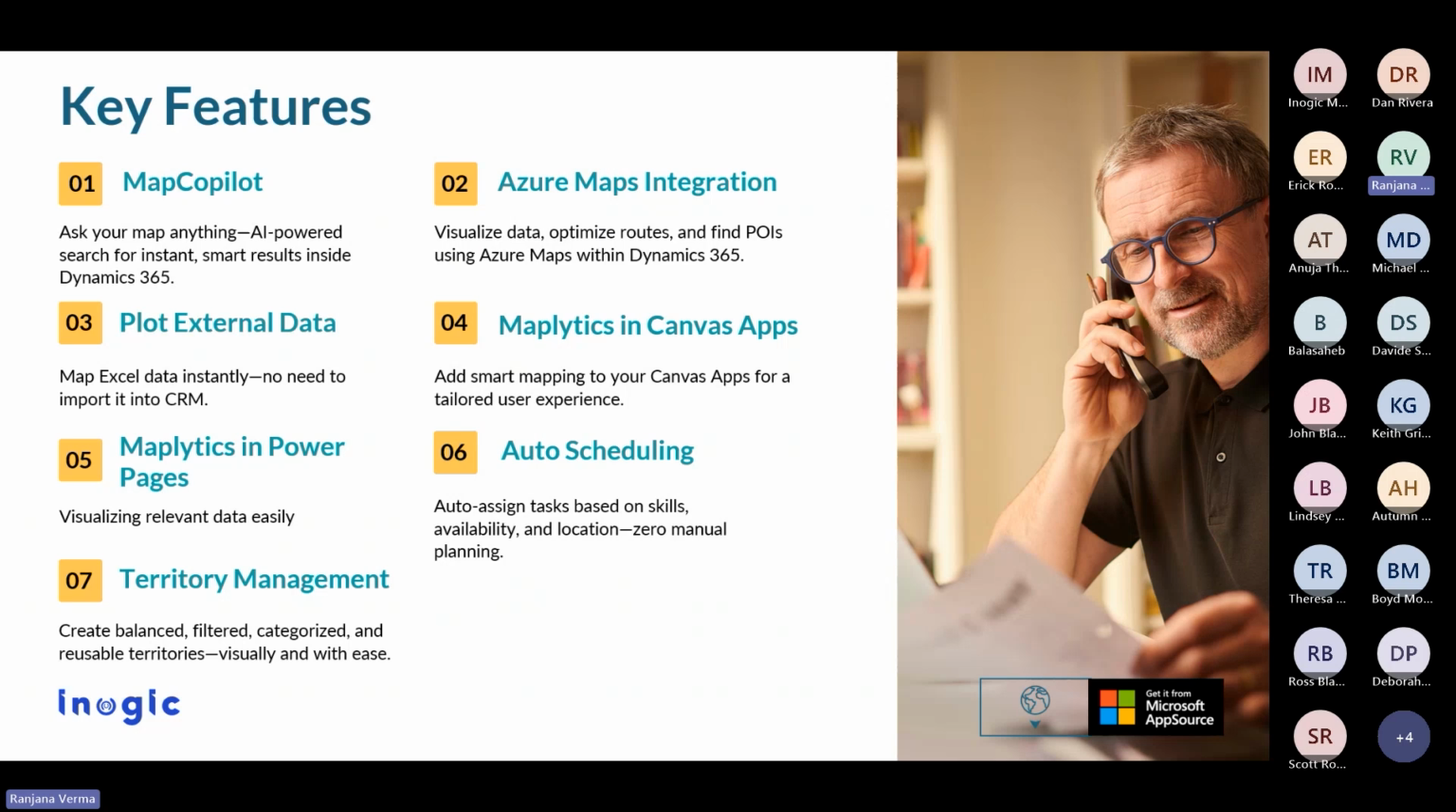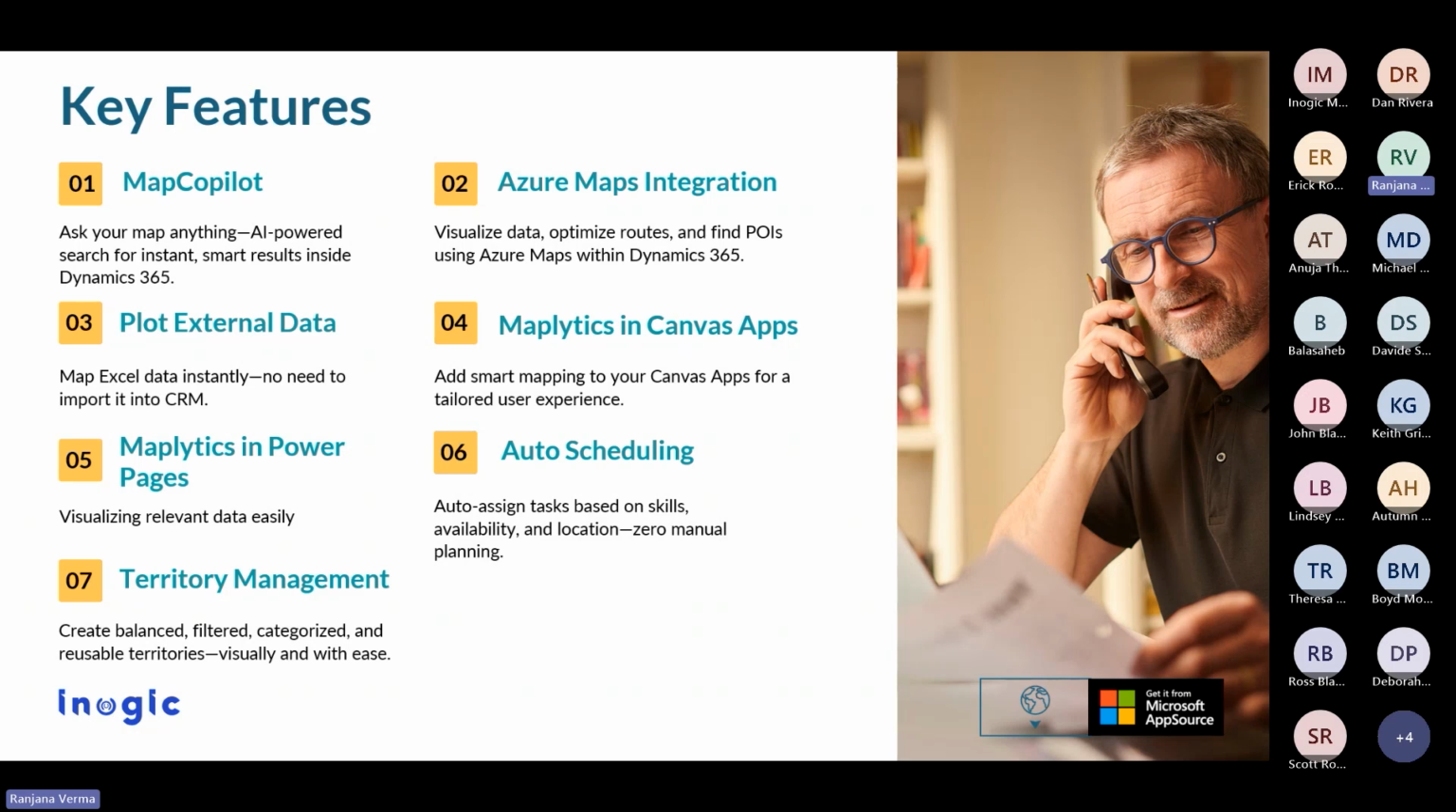These are the key features that I'm going to showcase today, right? The first one and the foremost one being Maplytics Copilot. That is nothing but AI powered search, right? So you can search your records, whatever you were able to do with Maplytics, you will now be able to do with the AI. Another very cool feature that we have.